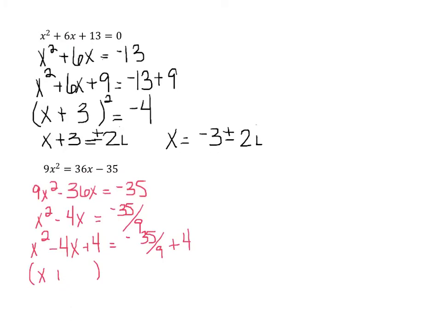That would be x minus 2. Negative 35/9 plus 4 will be positive 1/9. Take the square root of both sides. And then add 2.